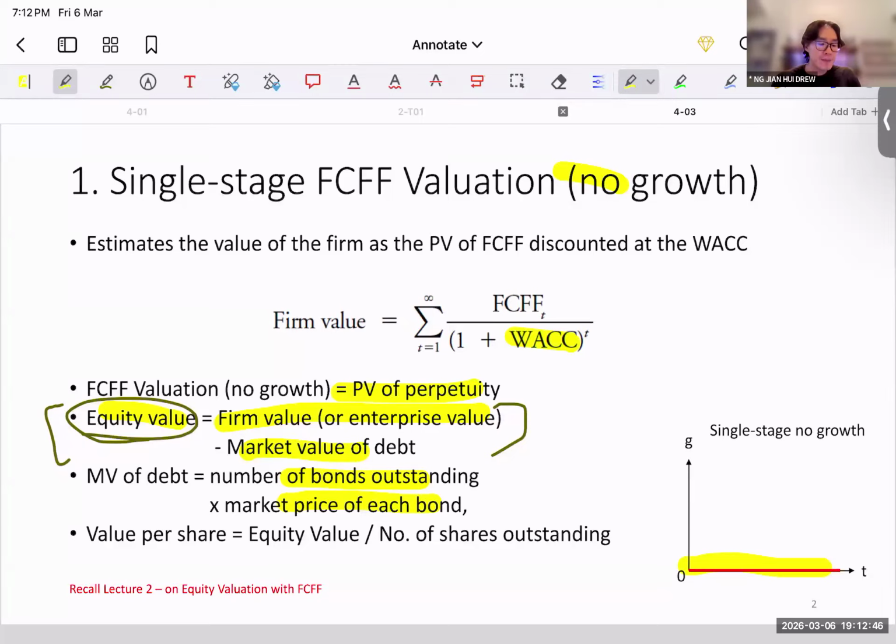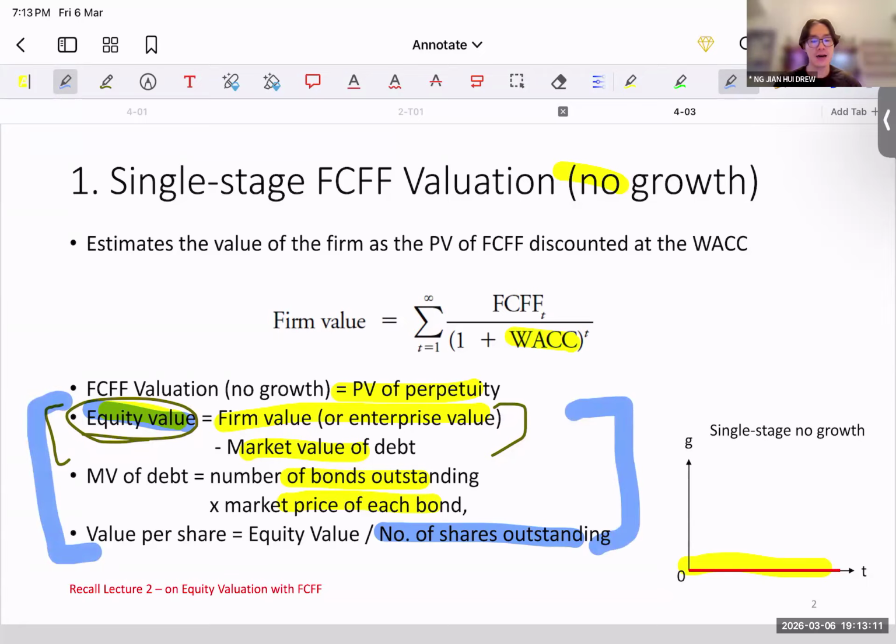Now, after doing that, we can calculate the equity value, but that's not all, right? Most of the time, when you look at questions, they want you to calculate the value per share. So then we just need to divide by the number of shares outstanding, right? To calculate the value per share of the company. Okay, so these are just some important formulas that we have previously covered in lecture 2, but I just want to recap them for you.